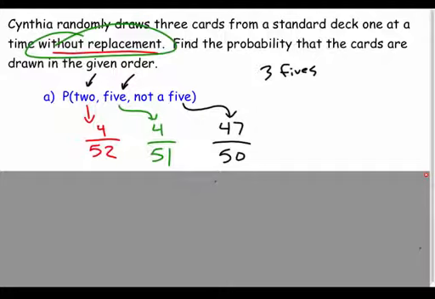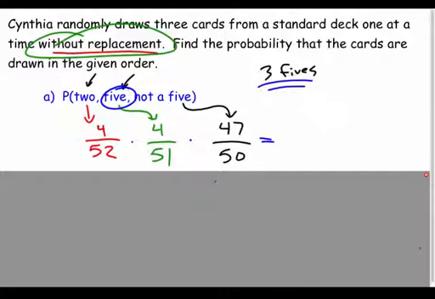Some of you might be a little confused there. That's okay. You just got to really think through. So the 2, right? All 52 cards were still there. For the 5, probability of 5, only 51 were left. And then for the not a 5, only 50 were left. But we already pulled out a 5, so there are only 3 5s. So that means 47 and not 46 out of 50. Kind of confusing. Hopefully you get a good understanding of that.